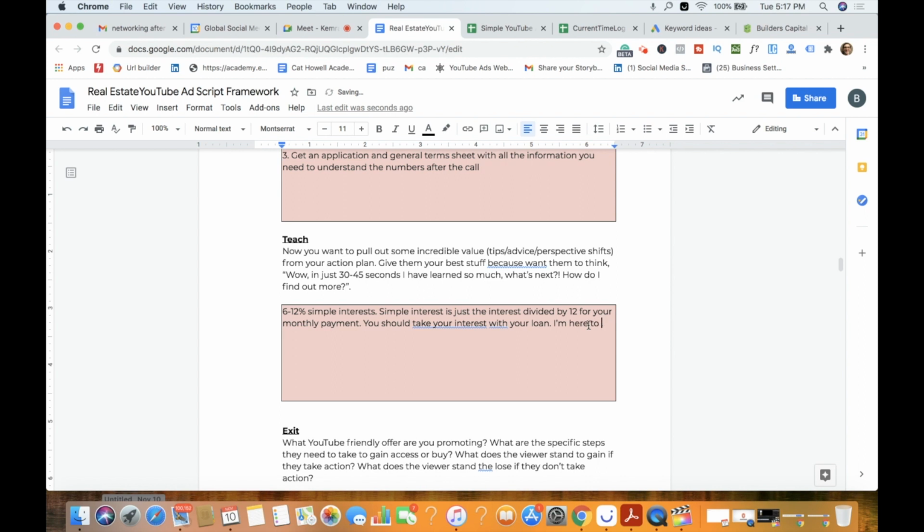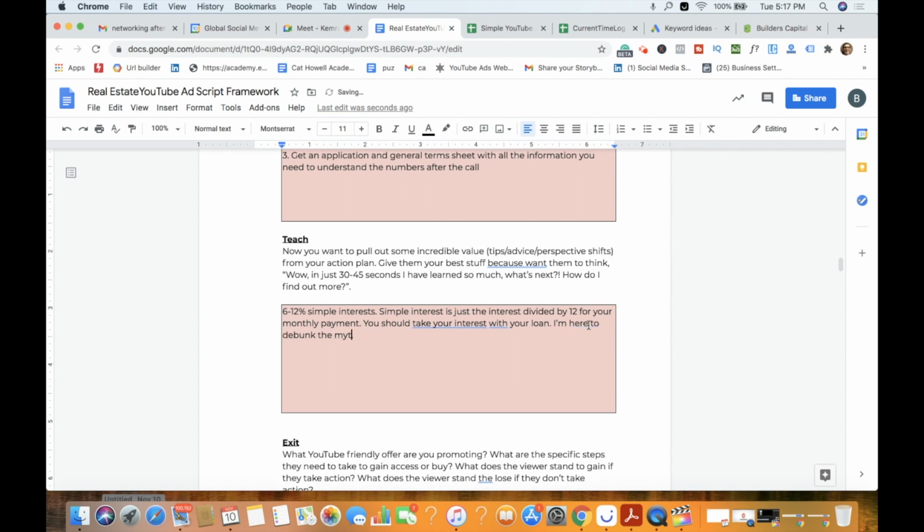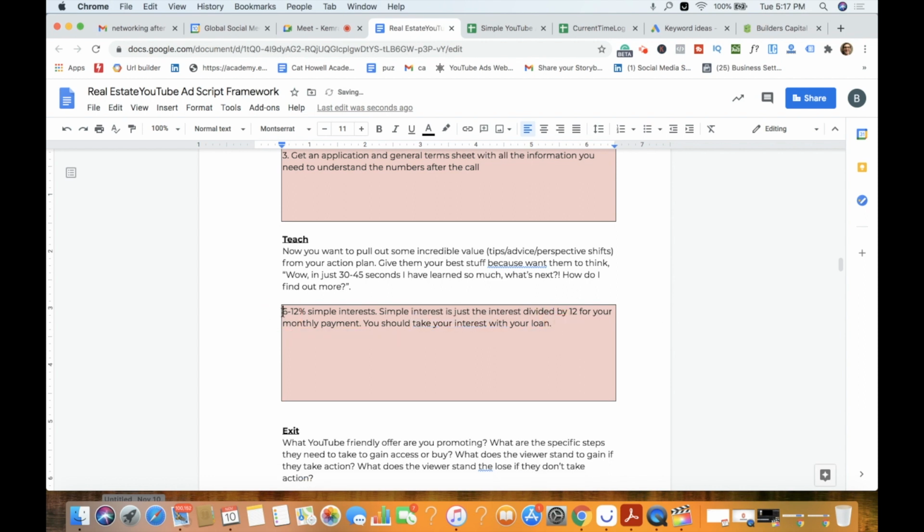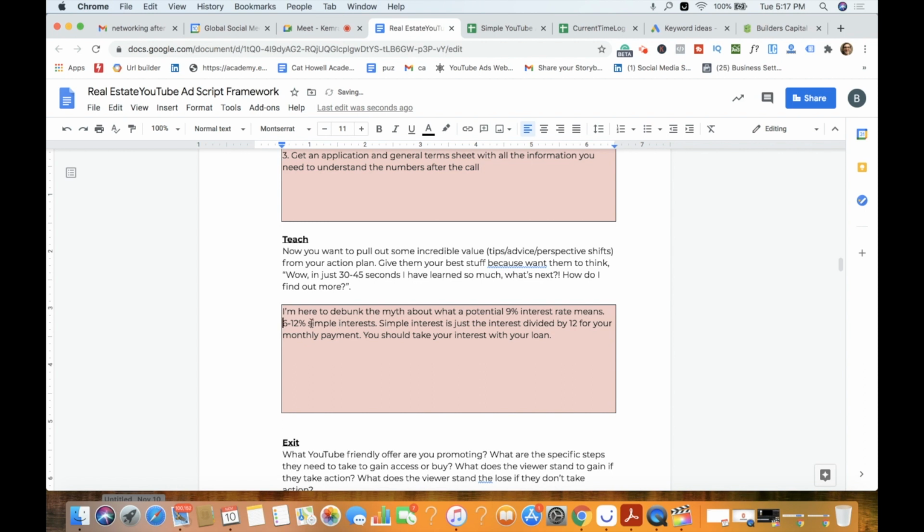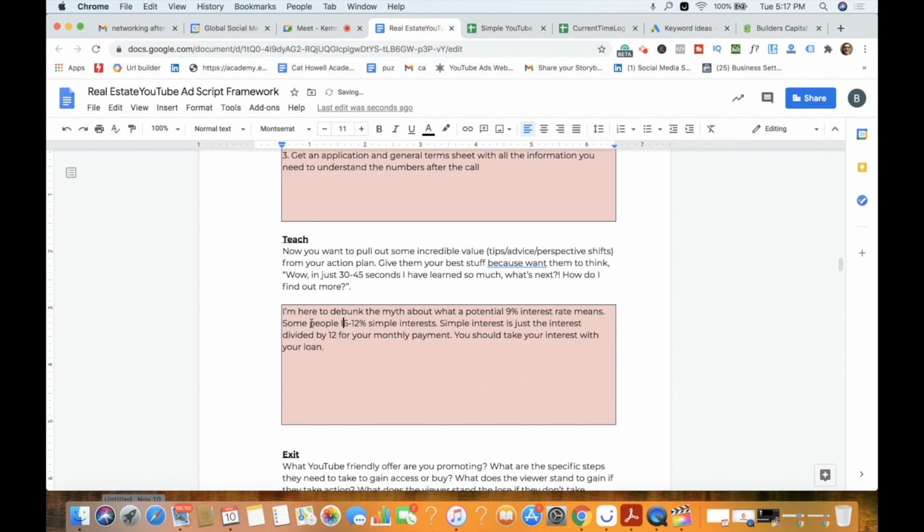I'm here to kind of debunk the myth about what a potential 9% interest rate means. Because like 12%, people really freak out about that, but really that's only 1% a month. It's only a 12% annual if you keep it for a year. And most people are doing fix and flips. They're only keeping them for 6 months, so that's 6% interest. But people don't think about it like that. They freak out by the big numbers.